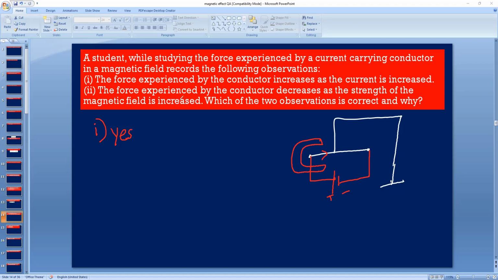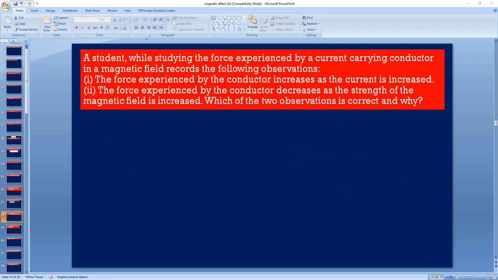Second one: the force experienced by the conductor decreases as the strength of the magnetic field is increased. No. If the strength of the magnetic field increases, absolutely the force also will be increased. It won't decrease. It will increase. So this is the concept over here.